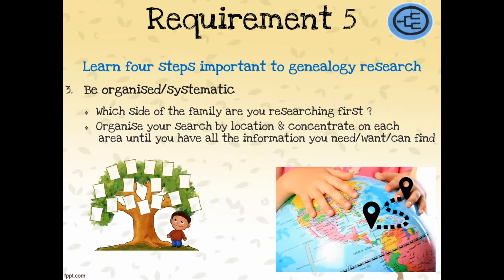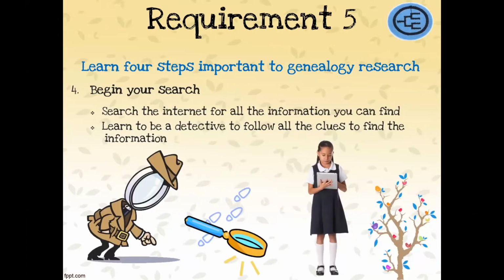So I would recommend that you pick a side of the family. Do you want to start with mum's side of the family? Do you want to start with dad's side of the family? Organize yourself by location. If you know that, say, your mum's side of the family came from England, then concentrate on finding everything you can in that area, and then you can move on to the different areas. Otherwise, it sometimes becomes a bit overwhelming and a bit confusing.